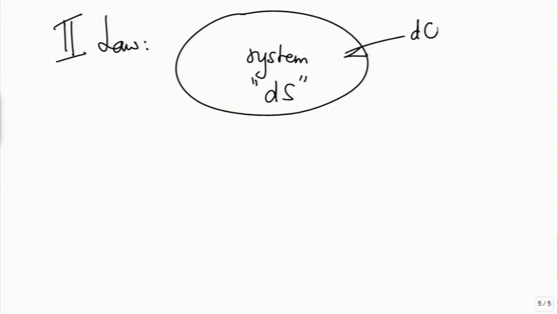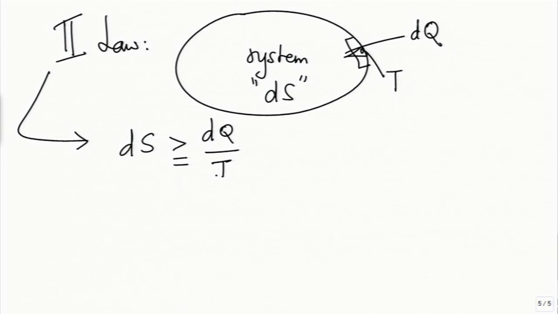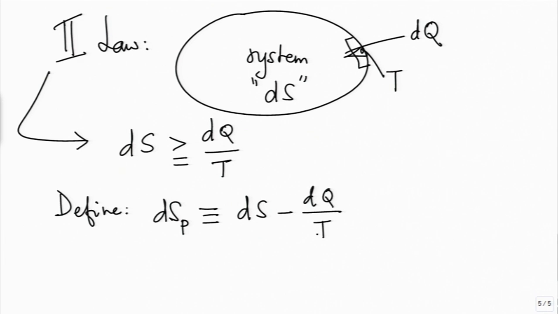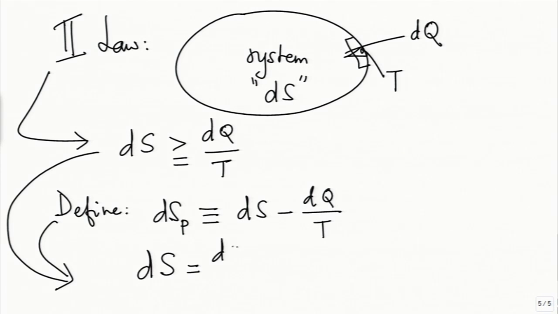During the process, let the system receive a small amount of heat, and the temperature at the boundary where the heat transfer takes place is T. Then the second law dictates that dS must be greater than or equal to dQ by T, and we define dSP, the small amount of entropy produced, as dS minus dQ by T. Because of that, the second law equation can be written as dS equal to dQ by T plus dSP.